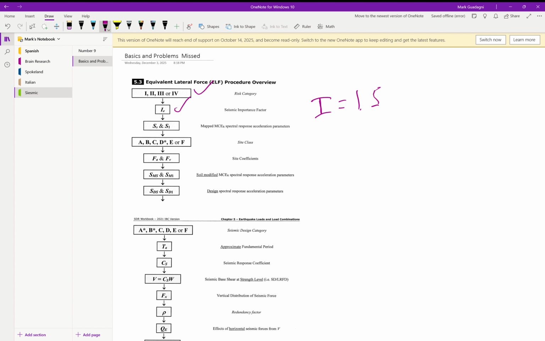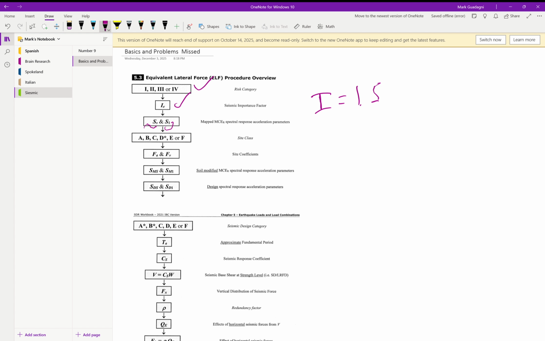Okay, then we have our maximum considered earthquake, and that's dependent on your location, your longitude and latitude. What's interesting about earthquakes is they have different modes of frequency, and depending on whether your building is more affected by short-wave earthquake or long-wave earthquake, depending on how tall your building is, you have two different parameters, one for short and one for a 1-second response.